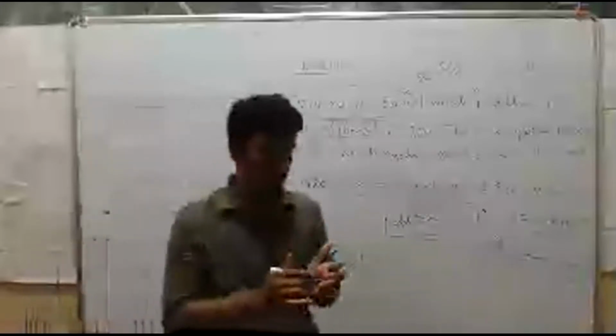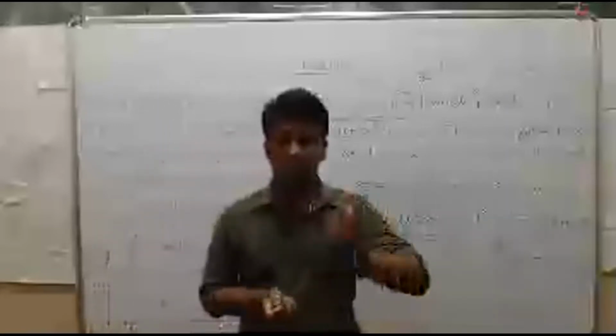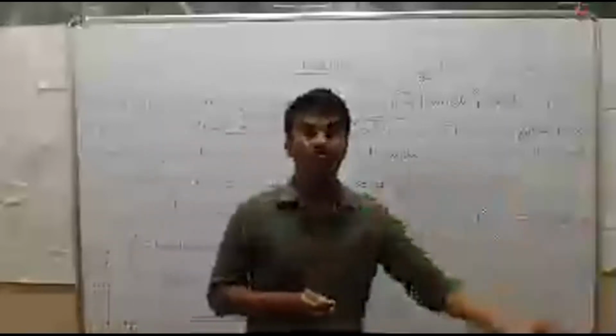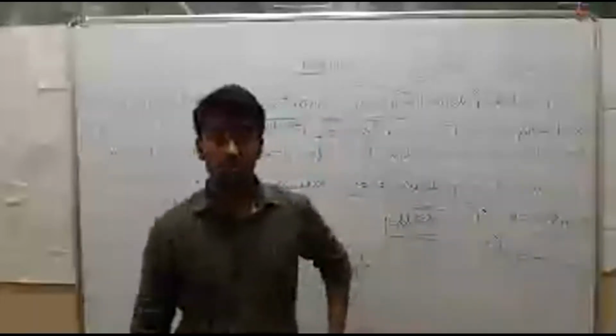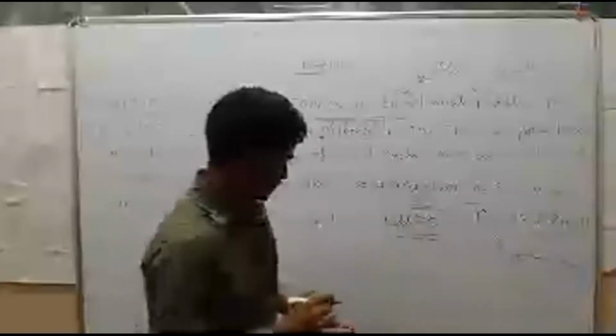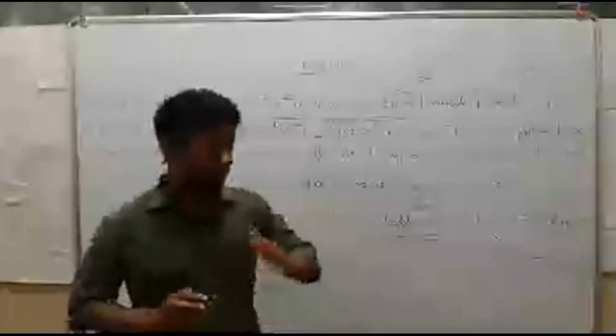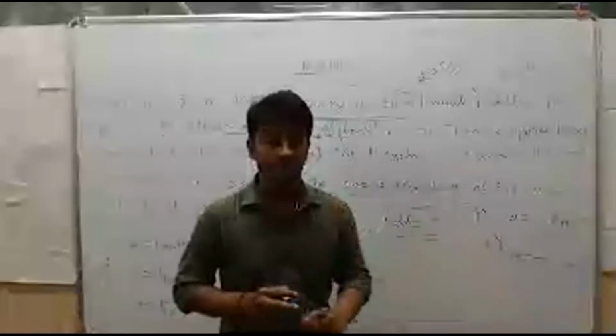Okay. Sometimes in problems, one object is traveling with some velocity, and finally it comes to rest. What is that? One object is traveling with some velocity, say 6 meter per second. Then it will come to rest. At that time, you should take final velocity equal to 0. Why? Because they will mention that it comes to rest.